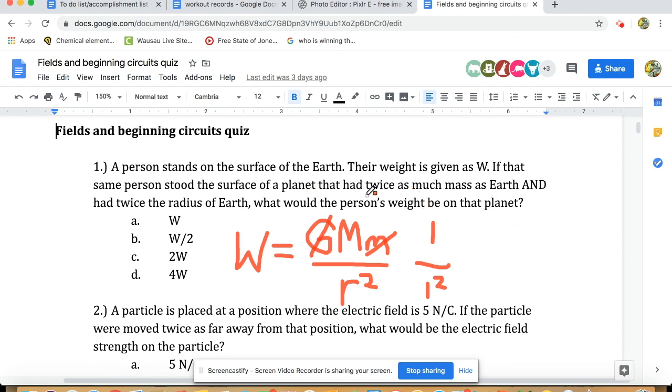We're making this planet twice as massive as Earth, so we would plug in 2 for M. And we're making it twice the radius, so we're going to plug in 2 for R. So remember, the initial condition is just W. 1 equals W, so W is 1. But the ending condition, when we move to a different planet, is going to be 2 over 2 squared, which is 2 over 4, which is 1/2. So that's going to give us a value of 1/2 of W, or W over 2.